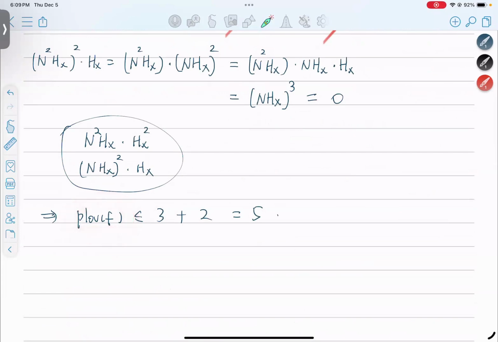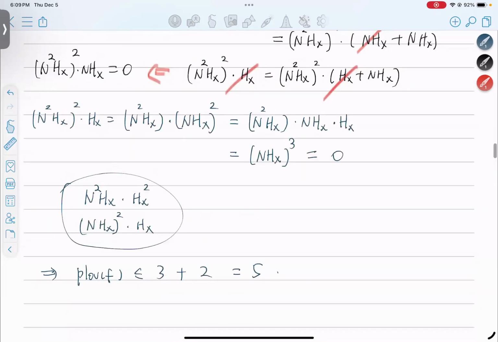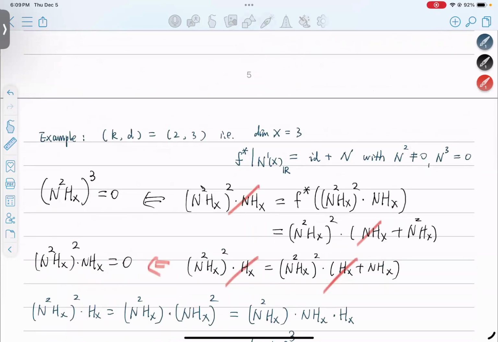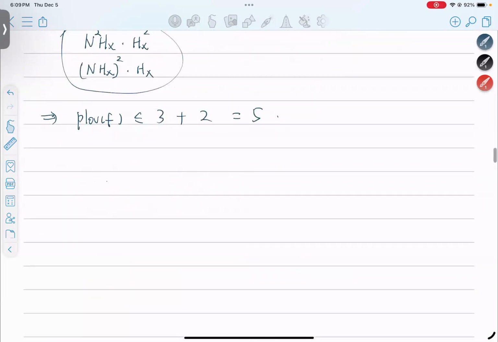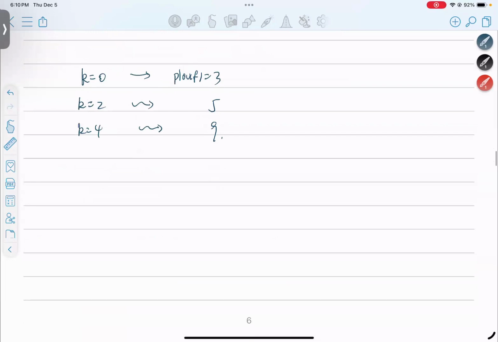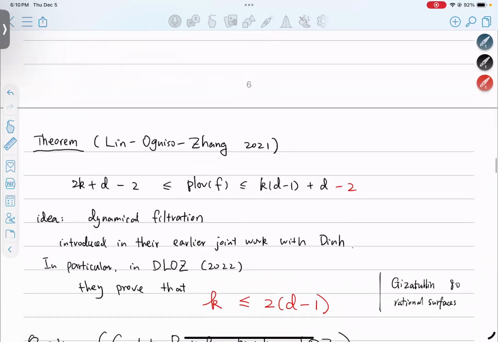So polar of f in this case is at most 5. Actually, in dimension 3, we now know that the only possible values for polar of f are 3, 5, and 9. When k is 0, polar is 3. When k is 2, polar is 5. When k is 4, polar is 9. So k is always an even number. I will explain this later.